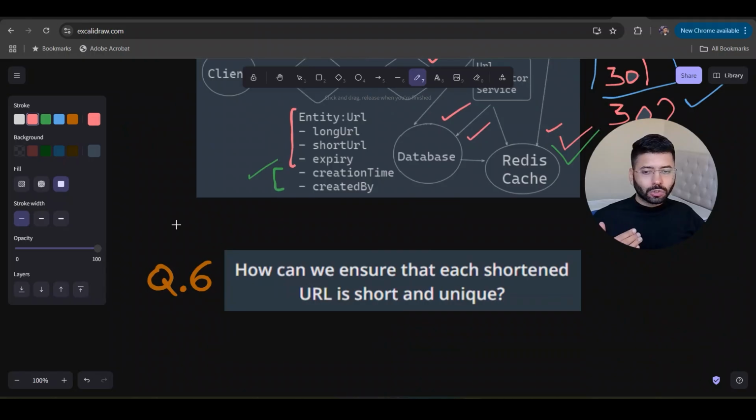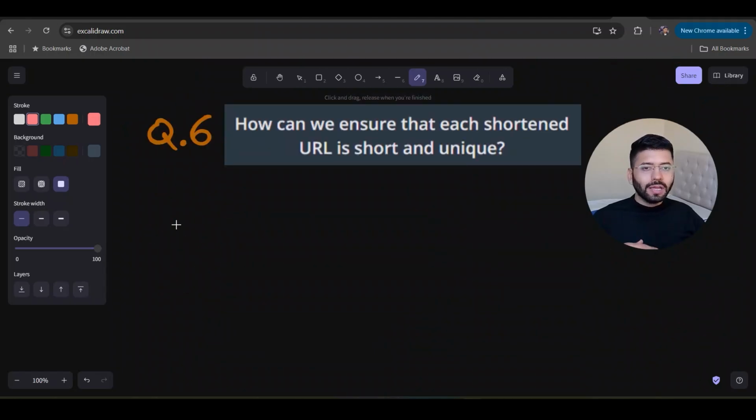Now let's move to the next question. The next question was: how do I make sure that the short URL is actually short and is unique? So let me share my answer with you. I updated my diagram for this question.